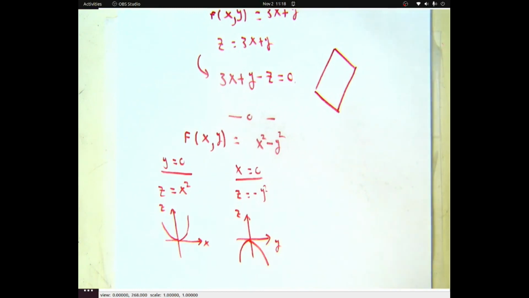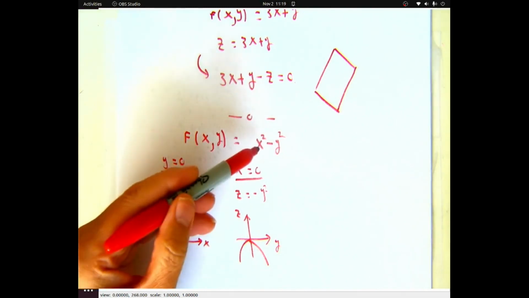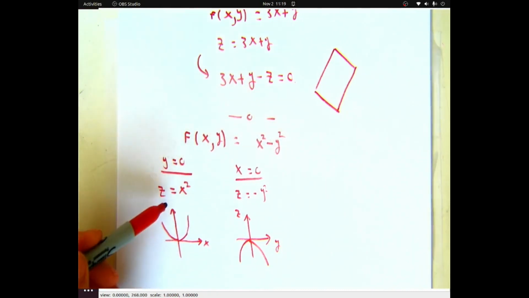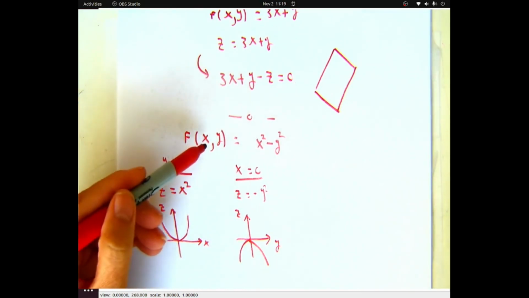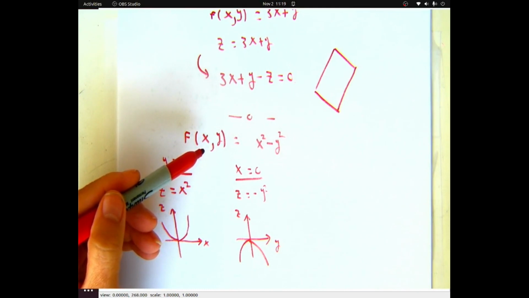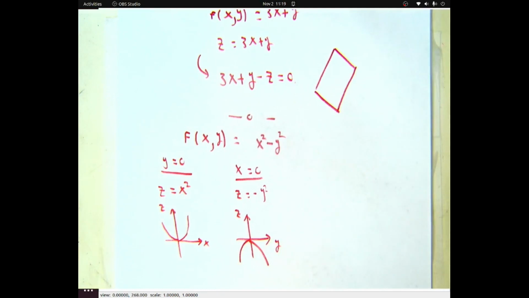If I intersect this graph with all of the places where y is 0, the graph will be z equals x squared minus 0 squared, z equals x squared. That cross section will look like an upward opening parabola. If I look at the places where x is 0, that says that the function value, the z, is 0 squared minus y squared, z is negative y squared, which is a downward opening parabola.